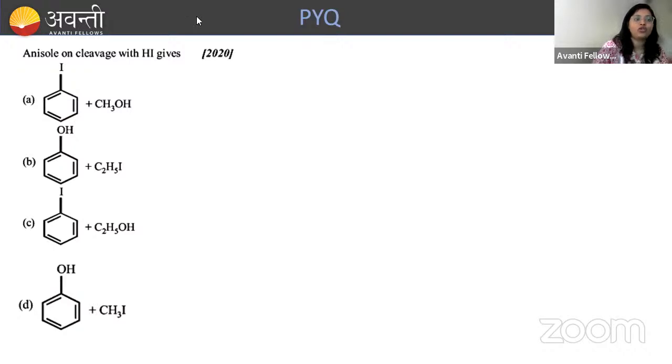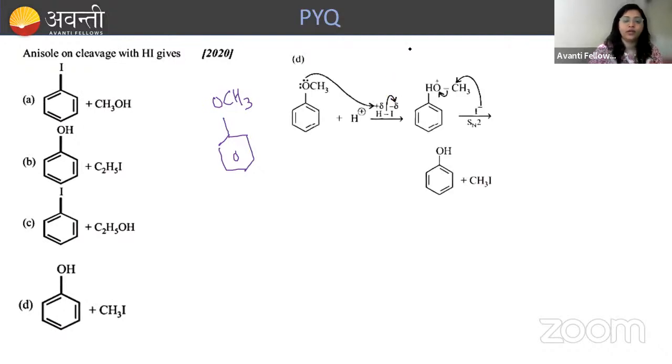Ethers. So anisole on cleavage with HI gives. So cleavage is happening, the structure of anisole I just drew for you, right? This is our anisole, OCH3. Yeah, tell me the answer. Option D. Right, very good, Sushant. Option D is the correct answer. How? So see here, what is going to happen?